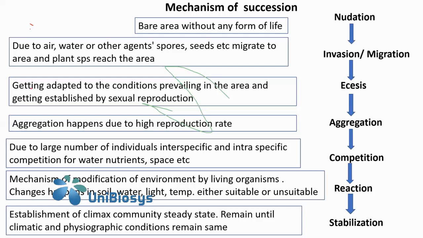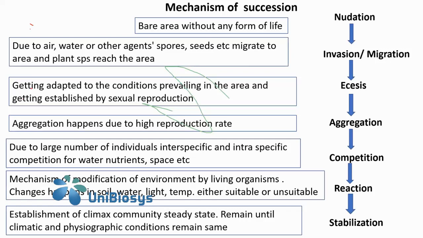When there is an aggregation of organisms, species or individuals, what will happen there? Definitely there will be competition for water, nutrients or space, whatever it is. Then they will start competing, and as a reaction to competition, some will get eliminated and some will get stabilized.